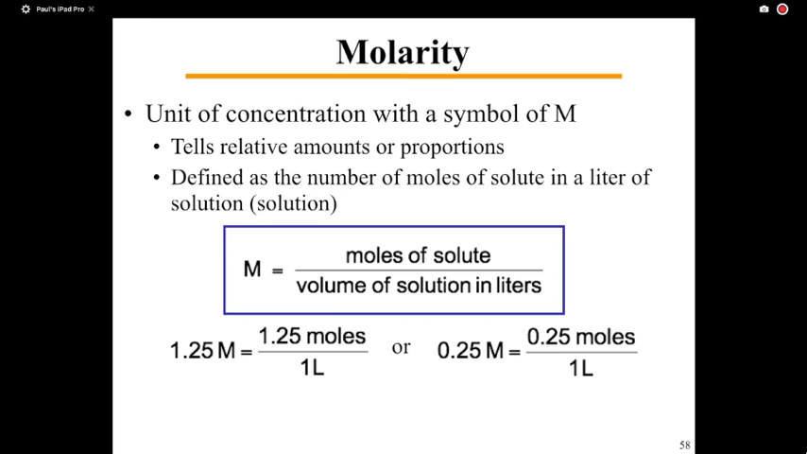Molarity is expressed as a big M. That is moles of material or solute divided by volume of the entire solution, and that is in liters. And so we can write big M next to a number, but that means that I can automatically put moles, liters, and substitute that unit.